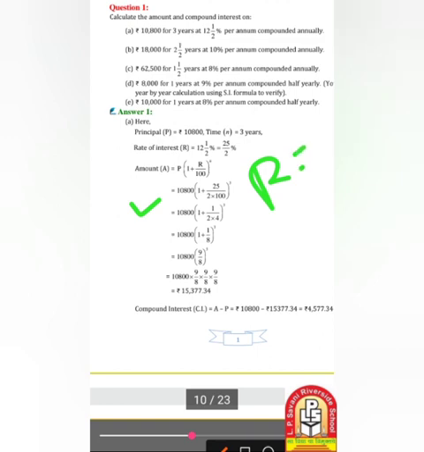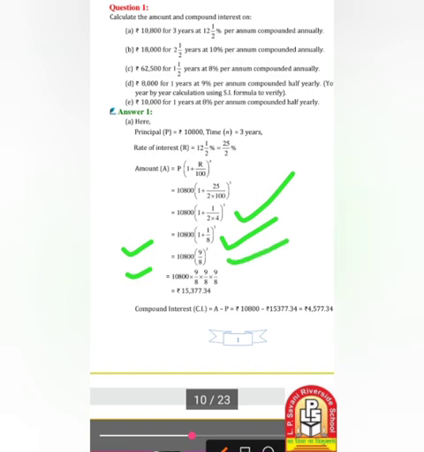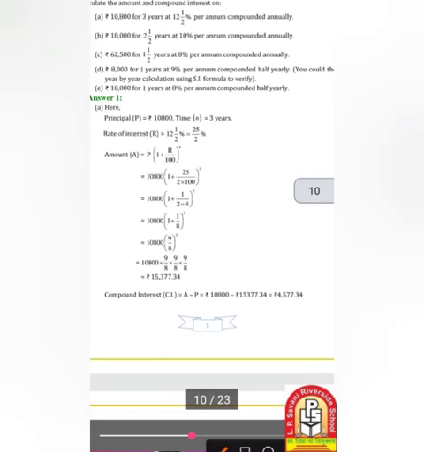Then we got 25 fours are 100. So this step is taken like this: 1 upon 2 multiplied by 4. Then 10,800 into the bracket 1 plus 1 upon 8. So here we get 10,800 into 9 by 8 raised to 3, and I calculate 9 by 8 to the power 3, that is 15,377.34.